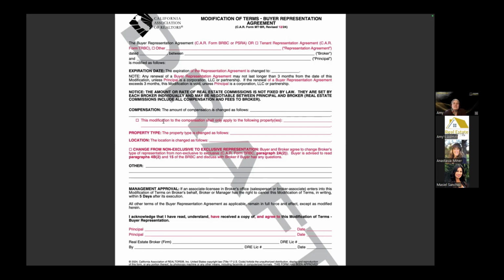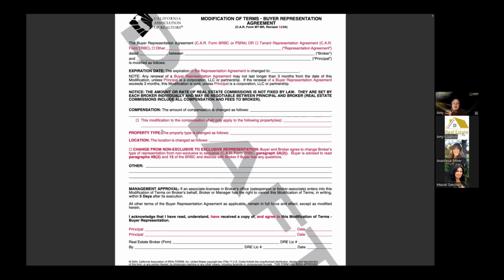This modification to the compensation shall only apply to the following properties. Remember when earlier I talked about if you were going to modify the compensation, you may want to make it property specific. They now have a little checkbox and you could fill in that address there. So it doesn't modify the entire agreement, just if they close on a single specific property.